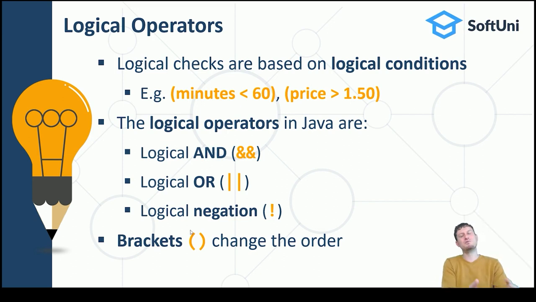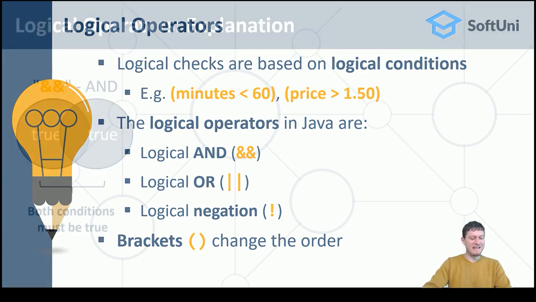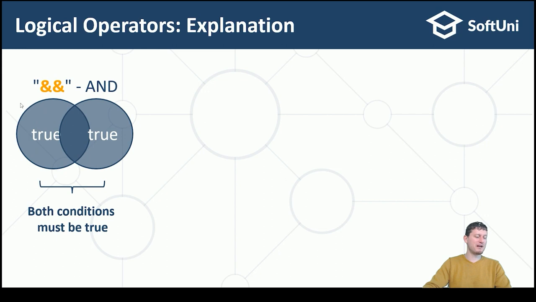In math, the multiplication has higher order of execution than plus and minus. So we can use brackets to change the order. The same applies for Boolean expressions and logical operators. So the logical AND, this operator ampersand ampersand, is true when both conditions are true at the same time. So if I'm old enough and if I signed an agreement, I can purchase, for example, a car.